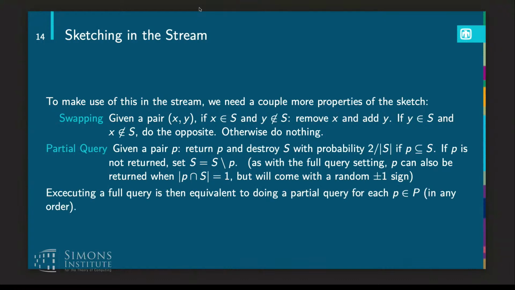So what this means is that executing a full query on a big collection of pairs is equivalent to doing these partial queries one at a time. And as long as the partial queries are disjoint, it won't actually matter what order you do them in.